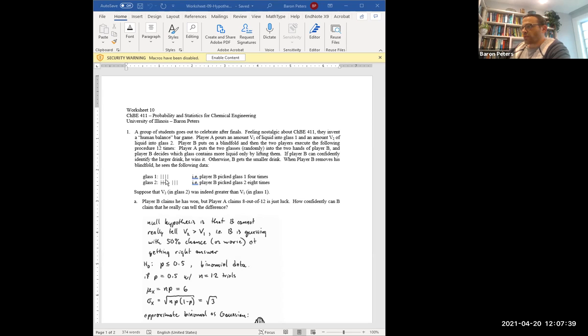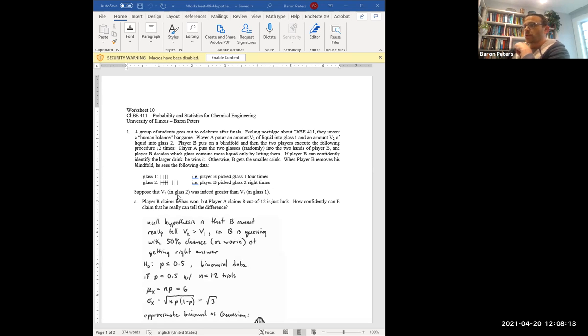Glass 1, 4 wins. Glass 2 has 7 wins. Okay, this means that player B picked glass 1 4 times and player B picked glass 2 8 times. So they don't just get one try at this. They get to weigh them multiple times, and it's a made-up game. All right, so in my games, it's pretty hard to decide who's the winner. Player B picked glass 1 4 times, and player B picked glass 2 8 times.